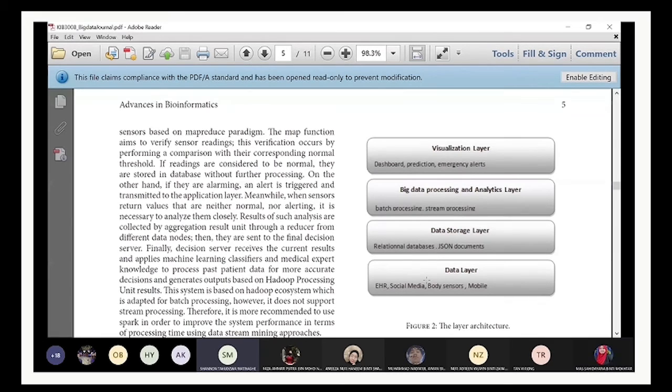I think EHR has to do with the hospital, so the data that they get from the hospitals that they then input. Social media, I'm not too sure how people put their details on social media, like heart rate, etc. But body sensors, so things like our smartwatches, and then mobile phones, some of the health apps that we have that collect all this data.